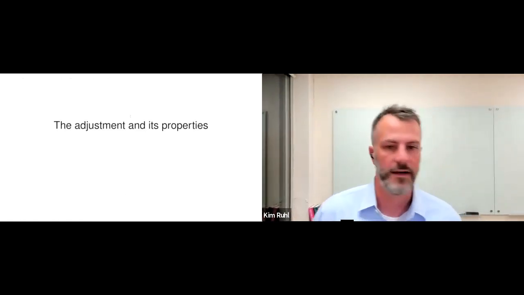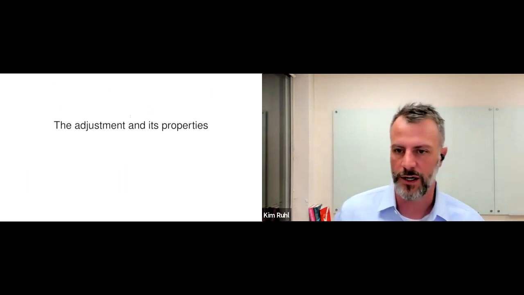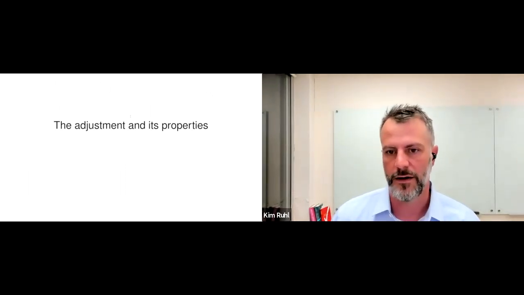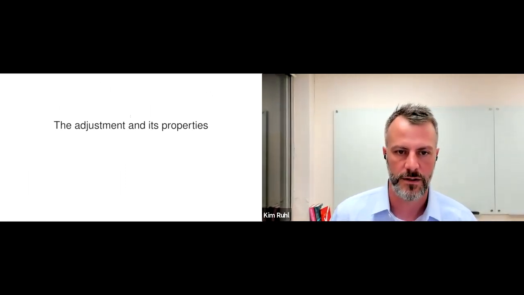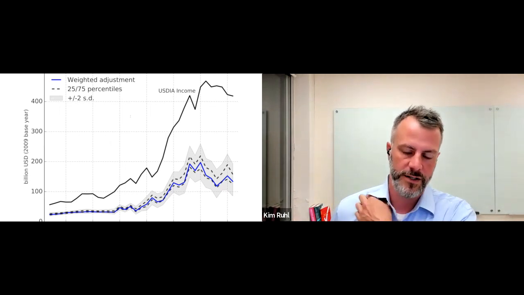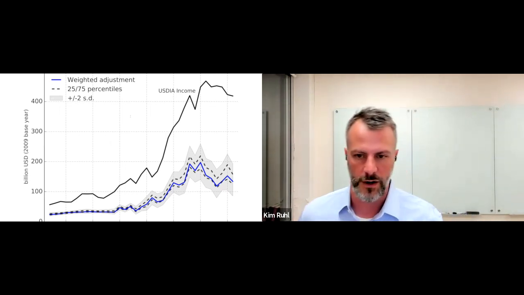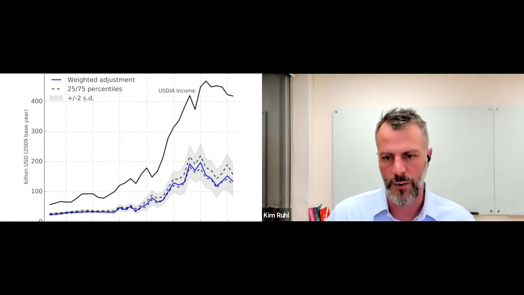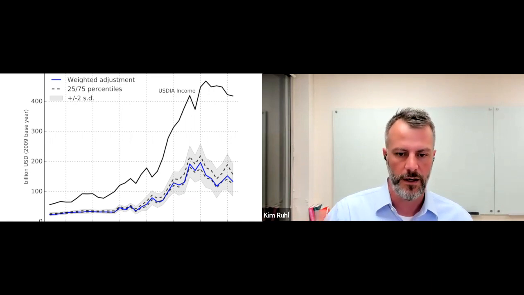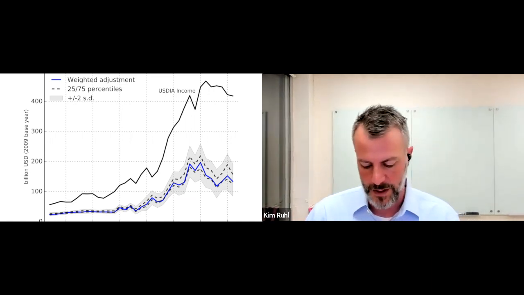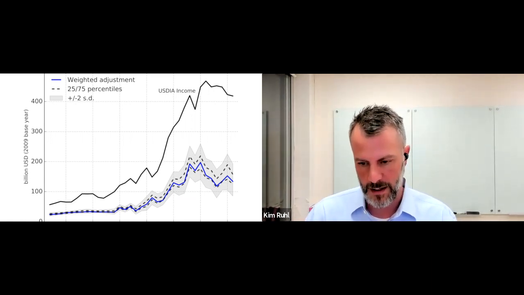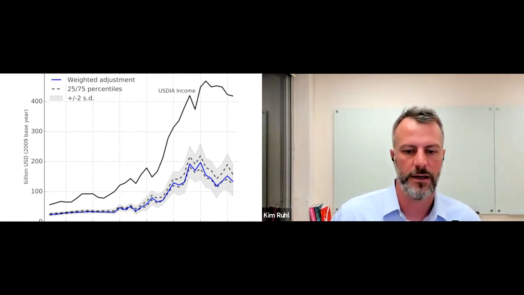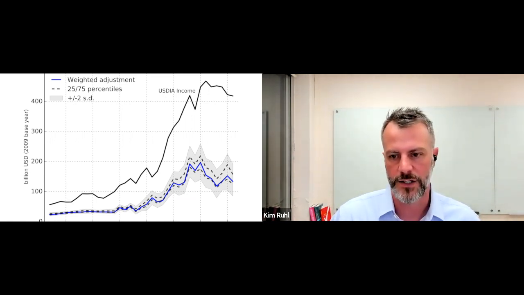Okay, so let me tell you then a little bit about the adjustment and what it looks like, and then we'll go on to think about its measurement issues. So here's the adjustment again. This is what I showed you earlier. This is U.S. direct investment abroad, income. The blue line is our weighted adjustments. That's the one using the wage bill, capital payments, and R&D payments, so I'm calling that the weighted adjustment.